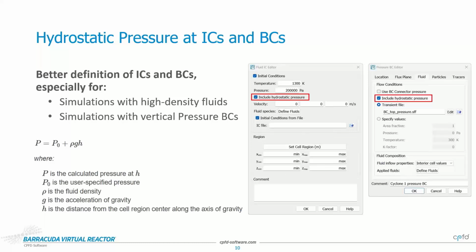For pressure BCs that are non-orthogonal to the direction of gravity, using a hydrostatic pressure profile at the BC can help to avoid artificial recirculation. This can be important for simulations of horizontal pipe flow or for other configurations where the pressure BC spans a significant height in the domain. The equation used for the hydrostatic pressure calculation is shown here. And the important thing to note is that the user specified pressure, which is P0 in the equation, is assumed to be at the center of the specified spatial region for the IC or the BC that you're defining.